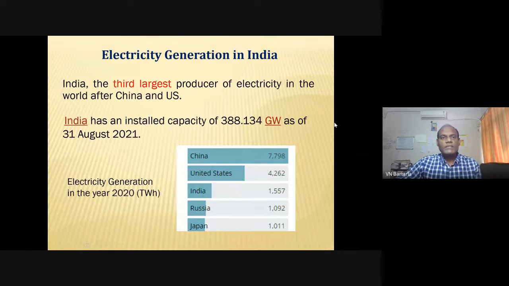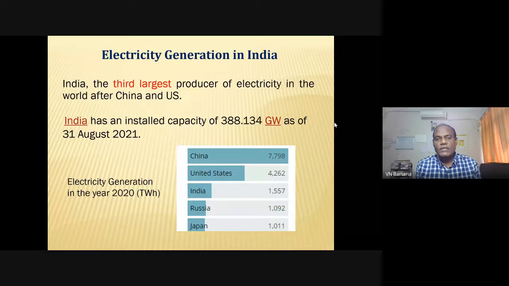Electricity generation in India has increased greatly over the years. India has now become the third largest producer of electricity in the world after China and the US. India has an installed capacity of 388.134 gigawatt as of 31st August 2021. So India is in a good position of production and consumption of electricity, conventional energy. At present, China is at the top. After China, the United States is there, and India is in third place.